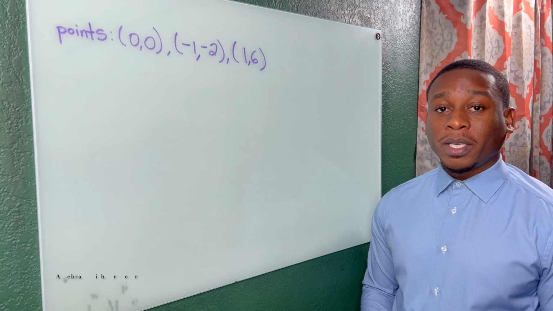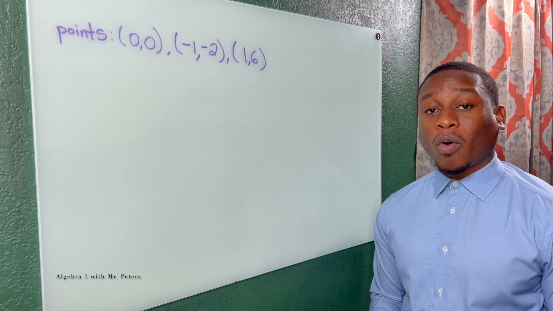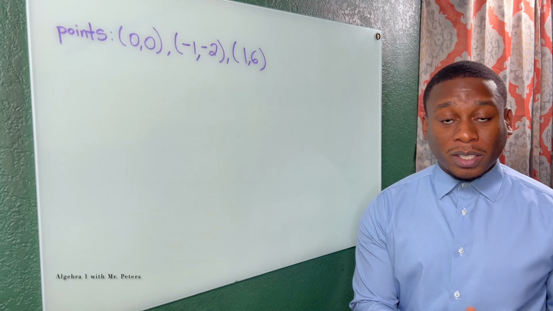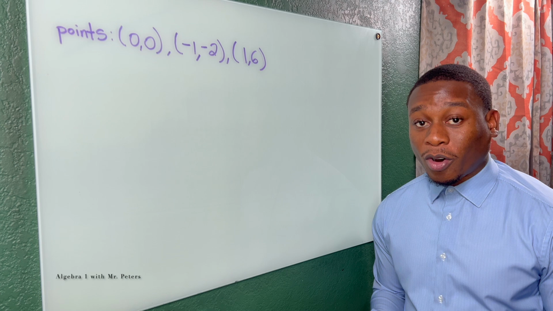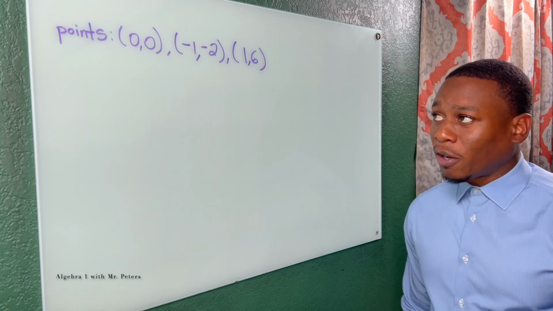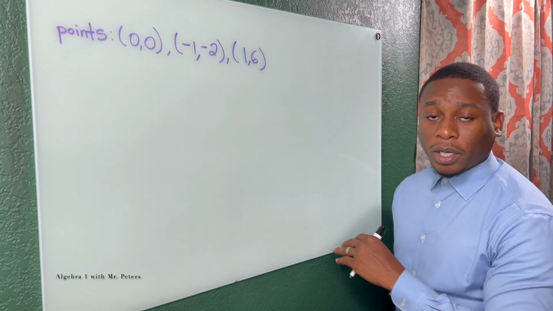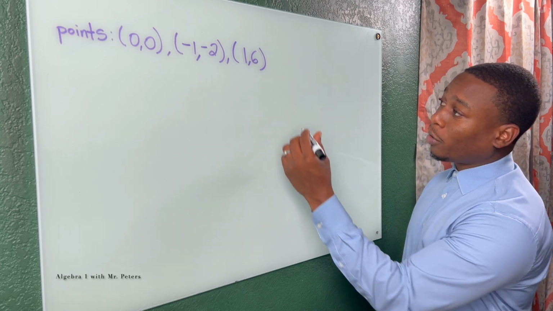What's good, math family? In this video, we're going to learn how to write quadratic equations in standard form and vertex form when we're only given points that fall on the parabola. In the first example, they give us 3 points and they want us to write the equation in standard form.